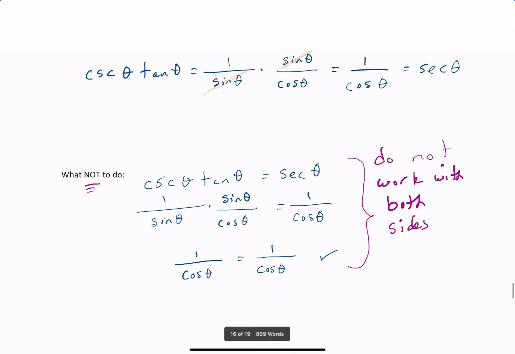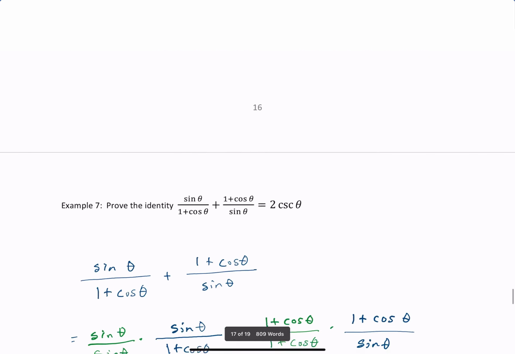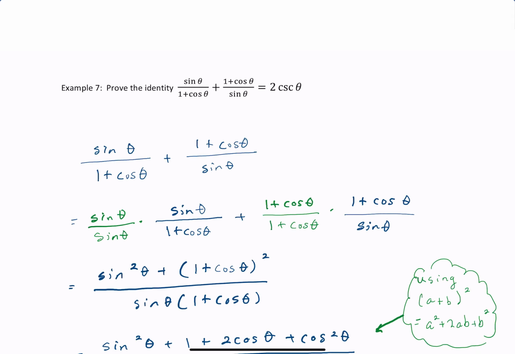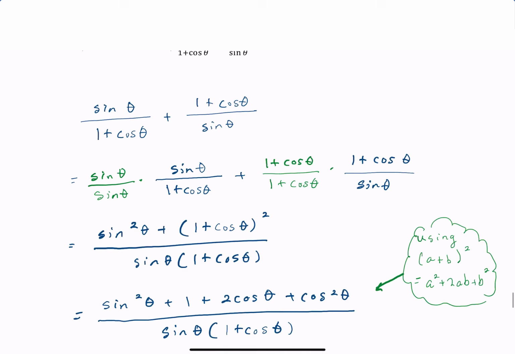All right, let's go on. Let's prove the identity sine of theta over 1 plus cosine of theta plus 1 plus the cosine of theta over sine of theta equals 2 times the cosecant of theta. So I start by actually writing down the left-hand side, sine of theta over 1 plus cosine of theta plus 1 plus cosine of theta over sine of theta. I'm not doing any simplifying when I write it down. I'm just writing it down in its exact original form so that it's very easy for the reader to see where I'm starting. In the next step, I will start simplifying.